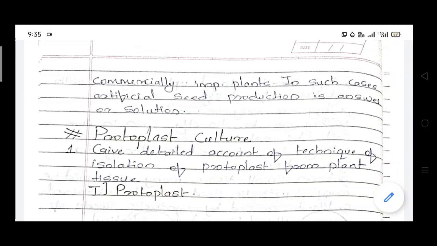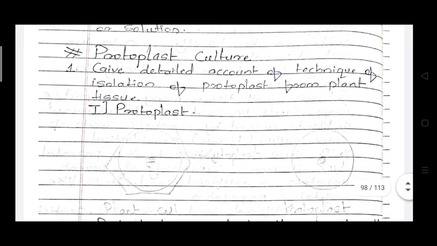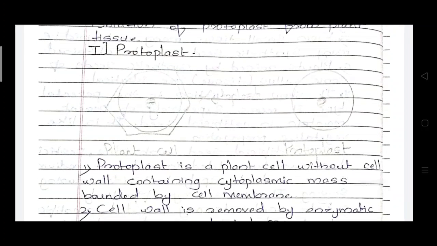Hello students, today we discuss protoplast culture. The question on this topic is: give a detailed account of techniques of isolation of protoplast from plant tissue. So first of all, what is protoplast?